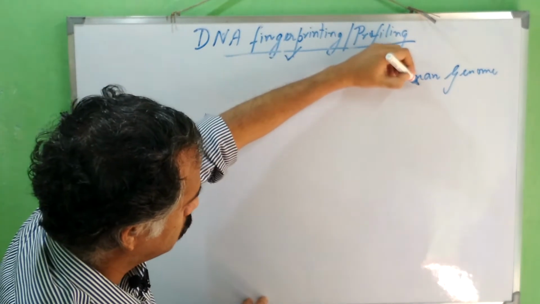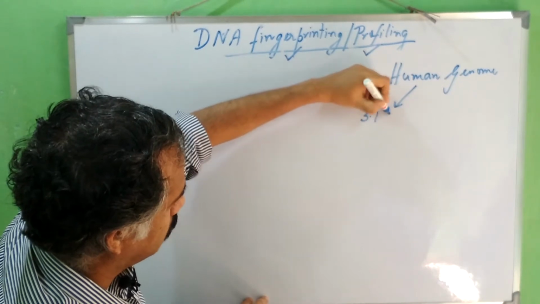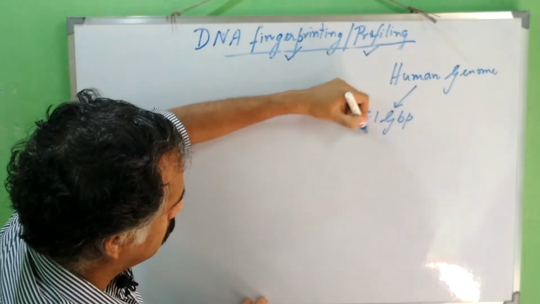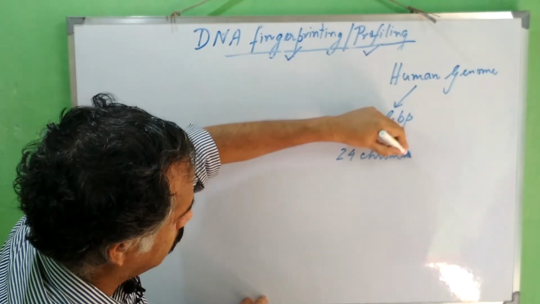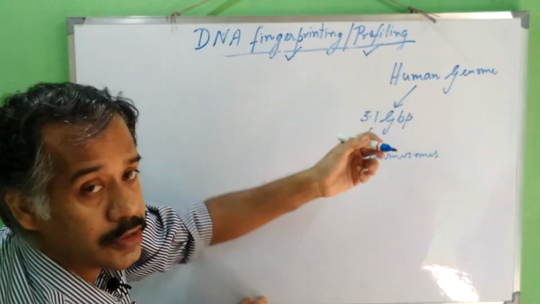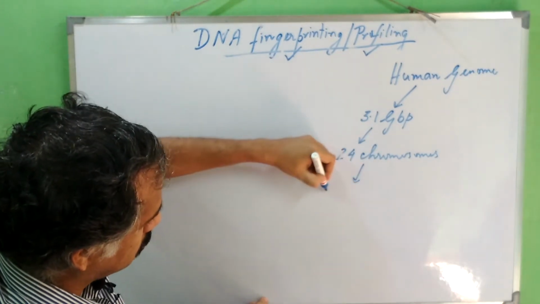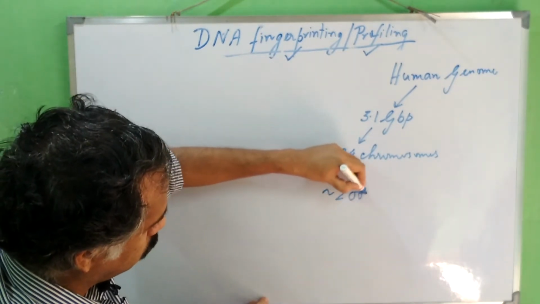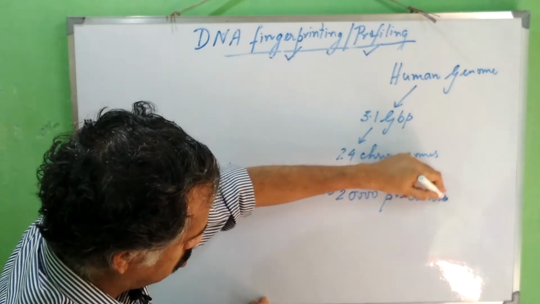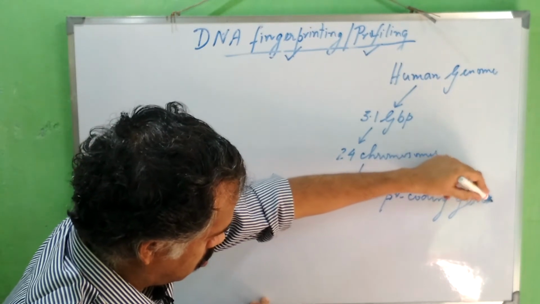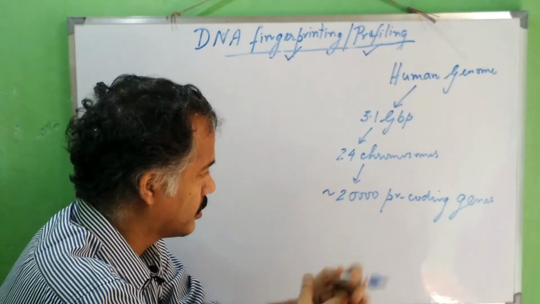So to start with the human genome, as you all know, is 3.1 gigabase pairs distributed into 24 chromosomes, and after 20 or 30 years of genomic study, scientists know that today it is estimated to contain around 20,000 protein coding genes. Now, finding this out has been a great achievement of modern science.